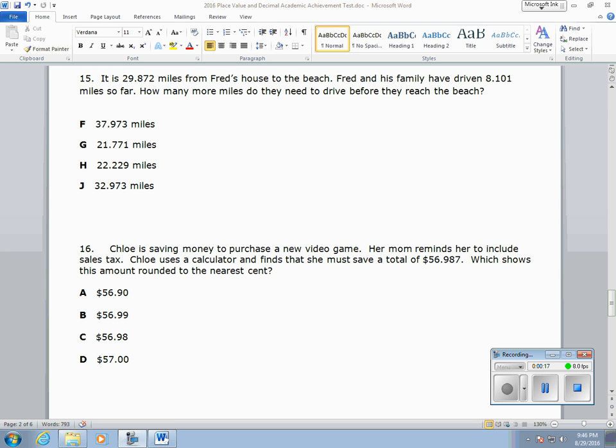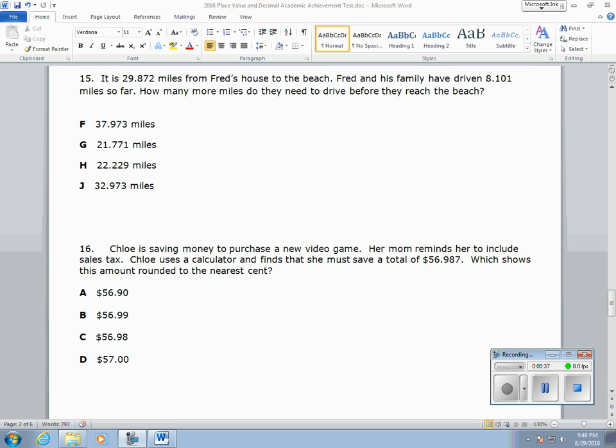So it would be just like you're headed to the beach and it's that far. That's how many miles it is to the beach. If you've already driven those miles, then it's that simple. You've already driven it, so you don't have to drive it anymore. So now the question says, how many more miles do you need to drive before you get to the beach?